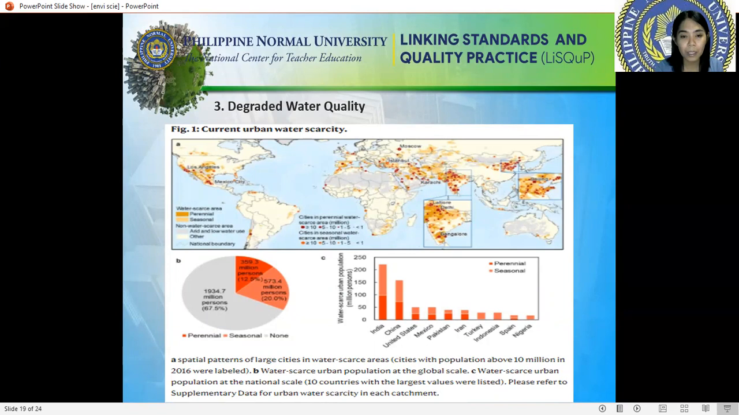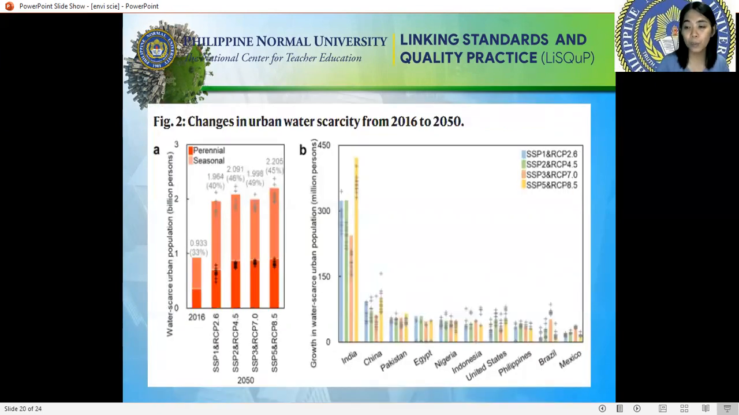So as you can see here, there are projected countries that will suffer scarcity of water in the coming days. Meaning to say, we are projecting many countries to suffer scarcity of water. Some of those mentioned here are India, China, United States, Mexico, and Nigeria. So these are the countries that will suffer scarcity. However, here it's also projected that between 2016 and 2050, the Philippines will also suffer scarcity of water, especially potable water.